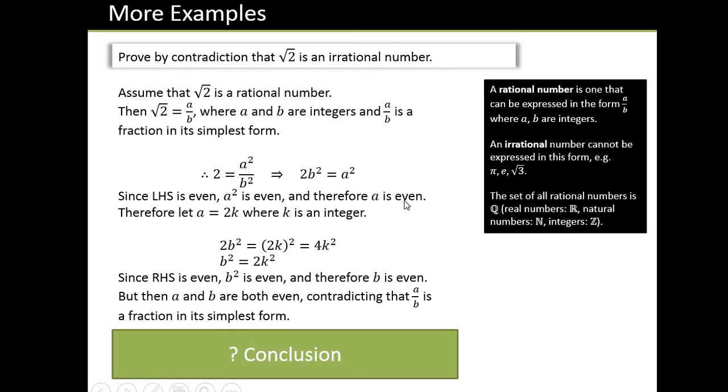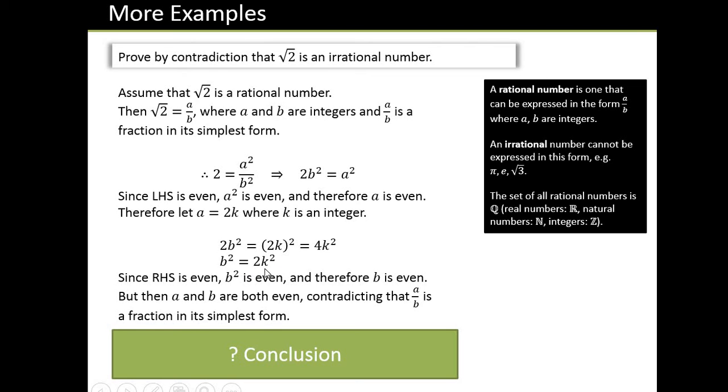Okay, so if a is even, we can actually write a in the style of 2k, where k is just an integer. If a is 2k, let's go back to this statement here. If we square 2k, you will get 2k all squared, which is 4k squared. So now we're saying 2b squared equals 4k squared. Well, you could divide both sides by 2. So now we're saying b squared equals 2k squared.